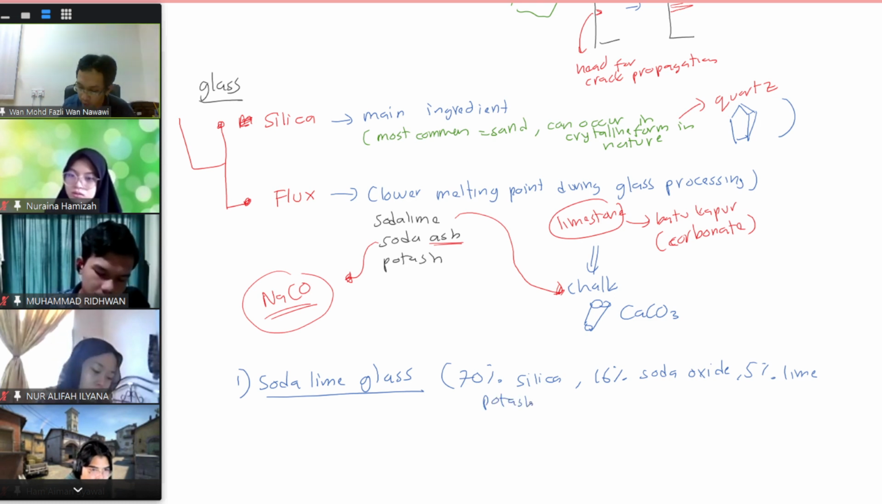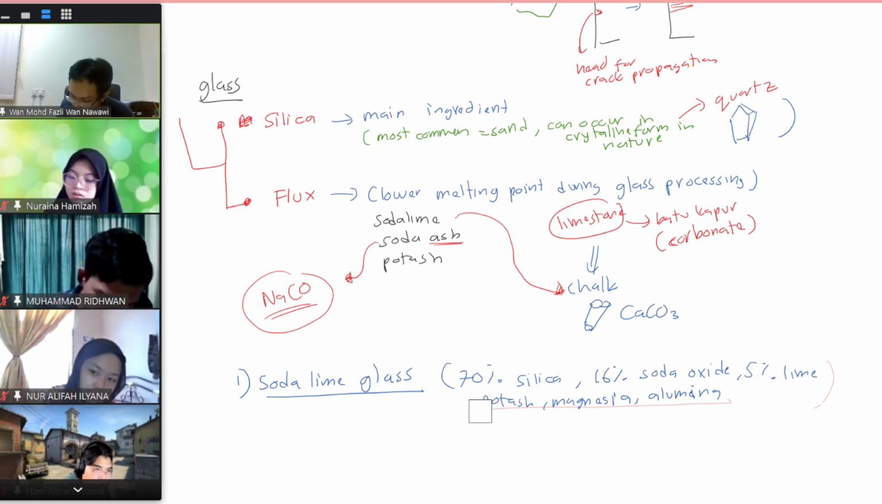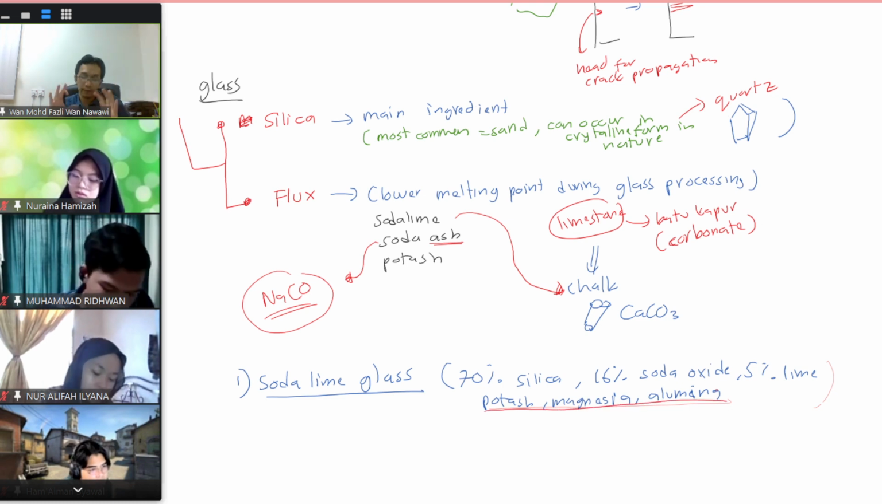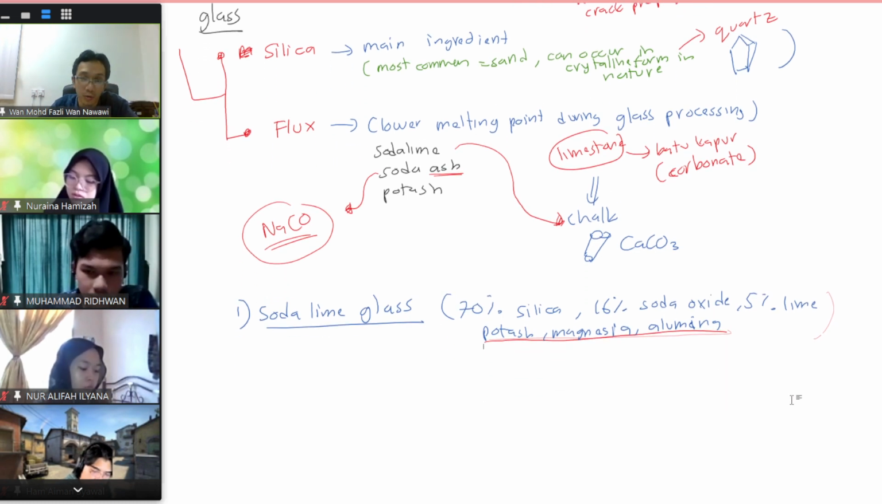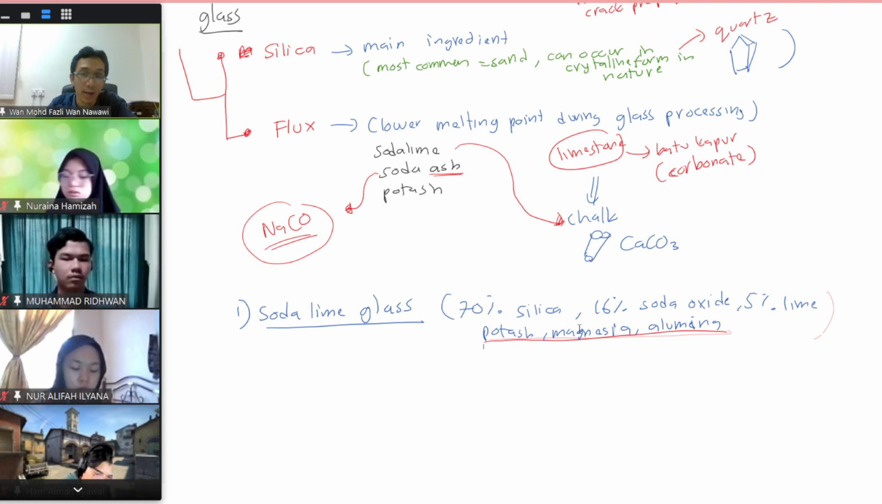Very few potash, magnesia, alumina. So basically the ones that I put like this are very small amounts lah. 5% is lime, and the potash, the one that I put in this red thing, is in a very small amount lah. So that's soda lime glass. The normal glass that you see around you is basically made from this soda lime. So this is the ingredients lah. You have silica, the main ingredient, and then you have soda flux to help make the thing.